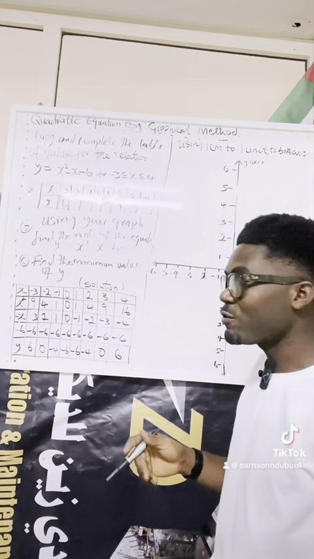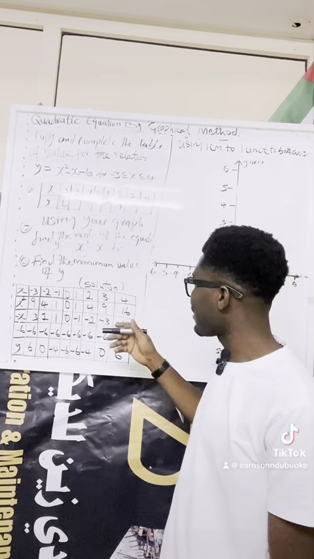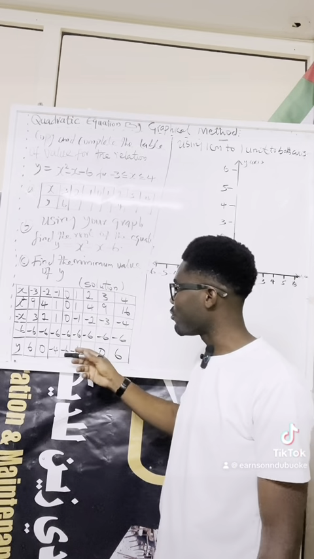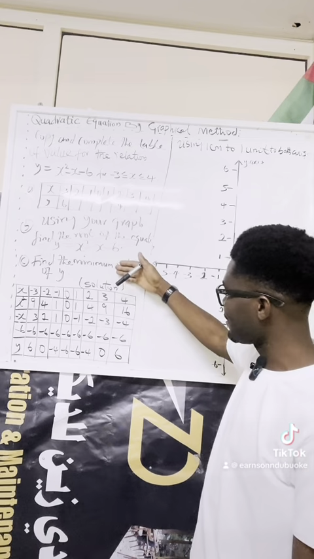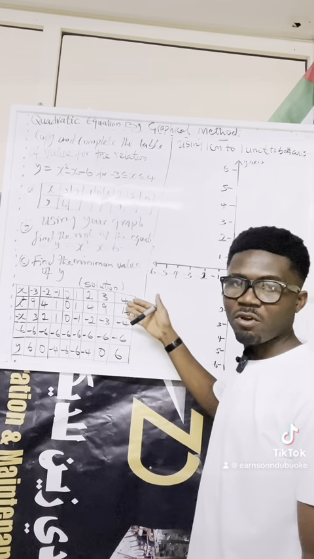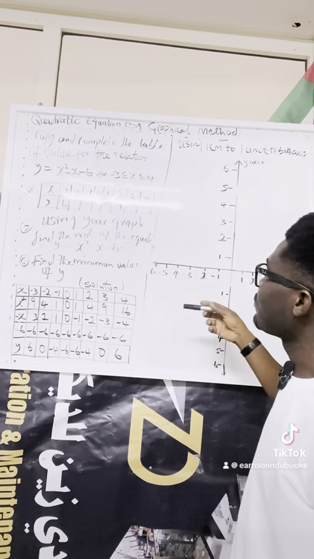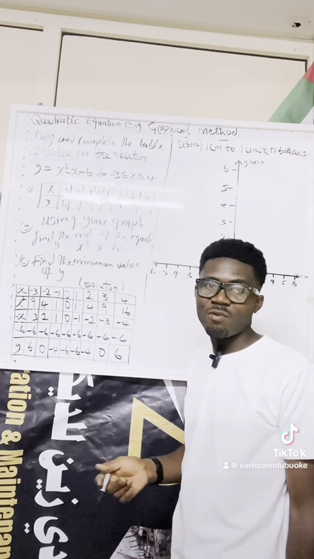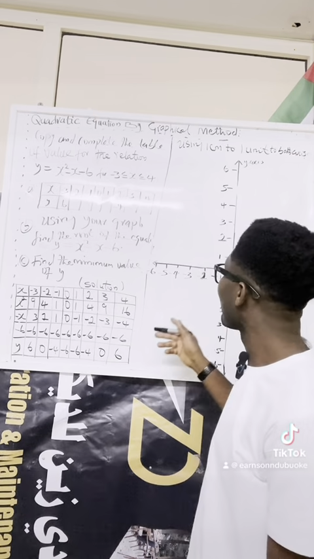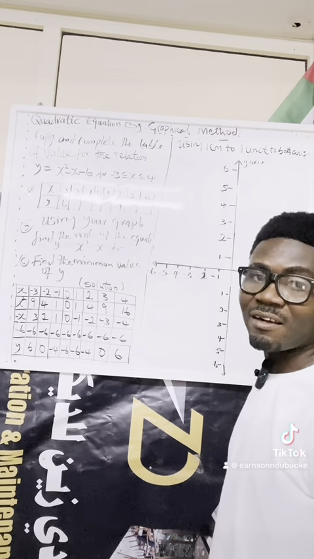In my previous videos I've already taught how to make the table of values for x and y, which is here. So from this table of values, we're going to plot the graph, because the question says we should find the root of the equation, and there is no way you can find the root of the equation without plotting the graph.